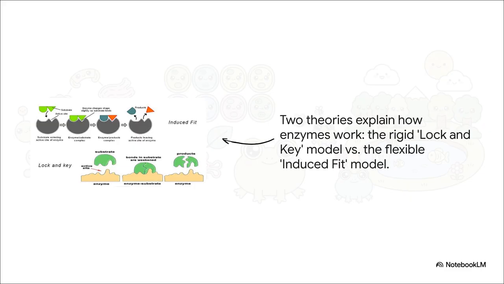Okay, but how do these little machines know which materials to grab to do their job? For a long time, scientists have debated two main ideas. First, there was the lock and key model, which suggested a perfect rigid fit, like a key into a lock. But the more modern idea, the induced fit model, suggests the enzyme is actually flexible. It changes its shape just a little bit to get the perfect grip, kind of like giving a firm handshake.